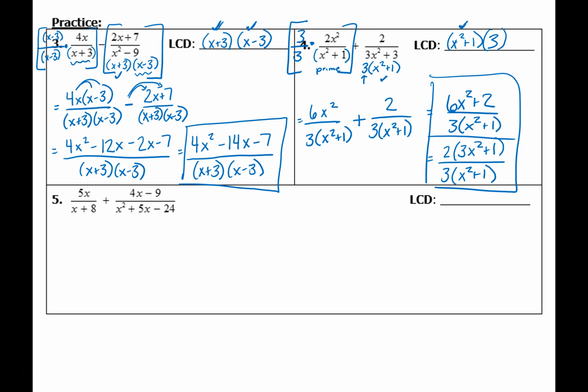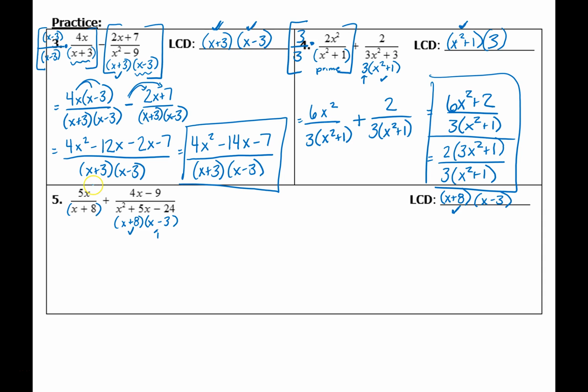All right, let's look at one more of these that has some stuff going on down in the denominator. You have this x plus 8 for a denominator, but the one on the right needs to factor some, right? So we're going to factor it to x plus 8 times x minus 3, and then we're going to come up with our LCD. The one on the left has a factor of x plus 8 down in the denominator. The one on the right, we've already got this x plus 8 in our LCD, so we don't need to write it again. However, it's missing this x minus 3, so we do need to include that.